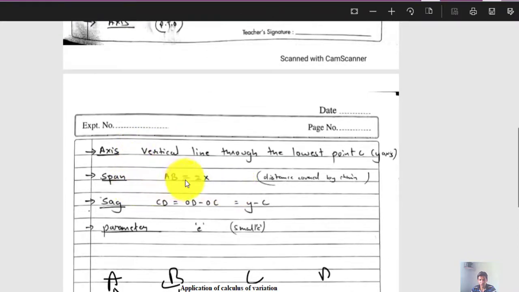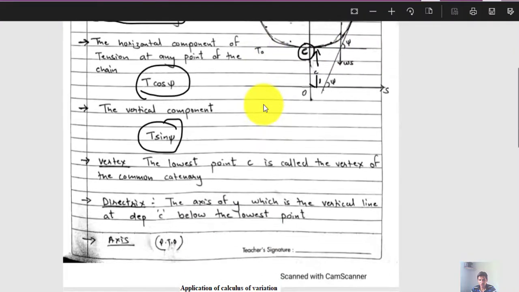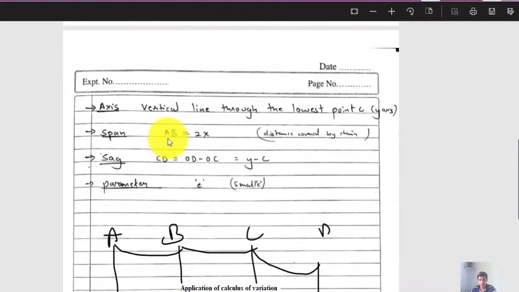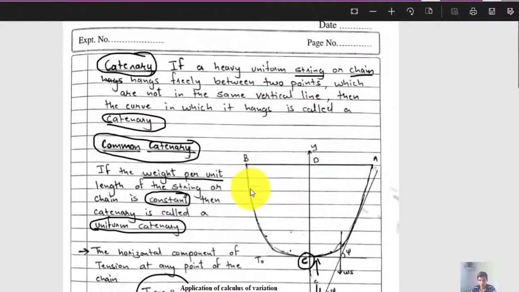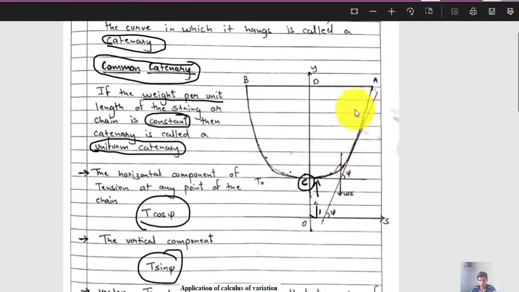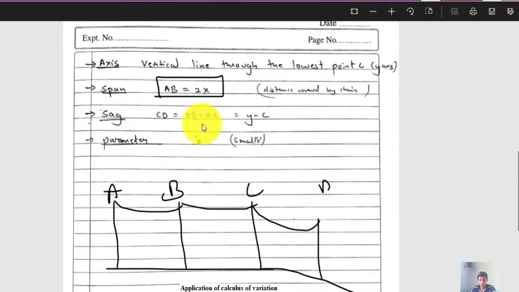Then what do you mean by span? The span is the distance covered by the chain from A to B. Suppose A to C is x, and C to B is x. So it turns out to be 2x, right? So the distance from A to B along the curve. Then what do you mean by sag?